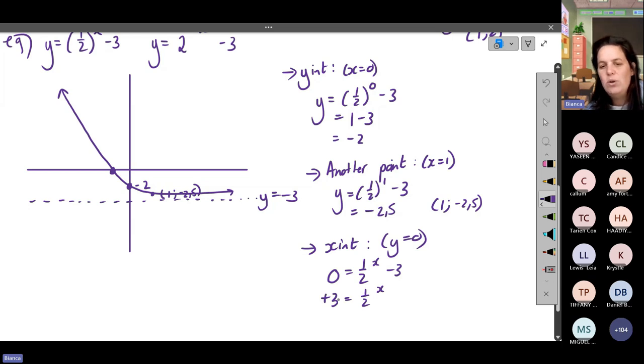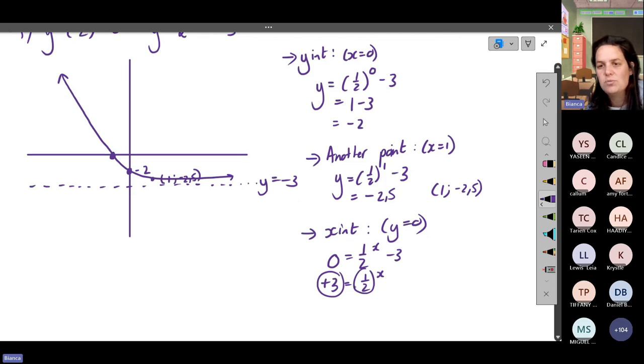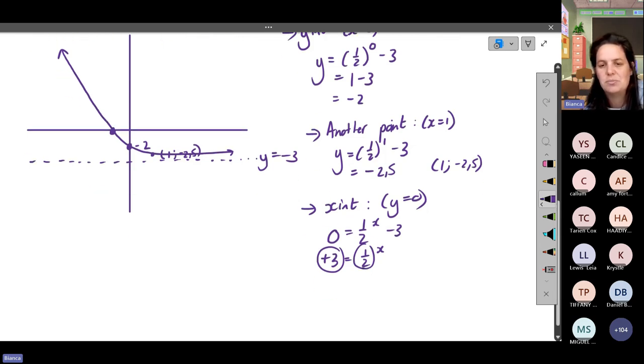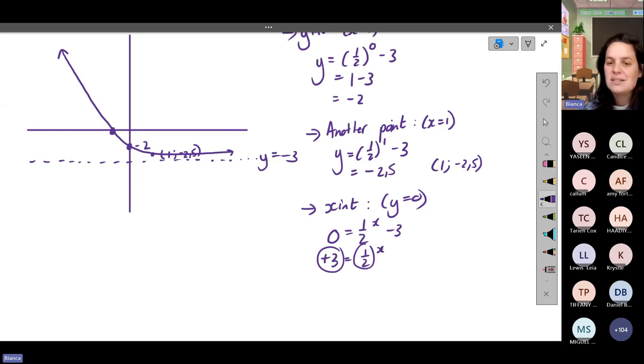Usually at this point, we would try to make the bases the same. But in this example, there's no way to make the bases the same. But we can use something called logs, which I'm sure you've been exposed to. We did them with financial maths and with functions. So if you want to make x the subject, you want to solve for x, grab your calculators quickly.